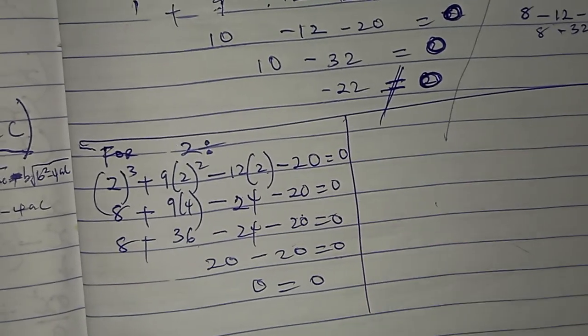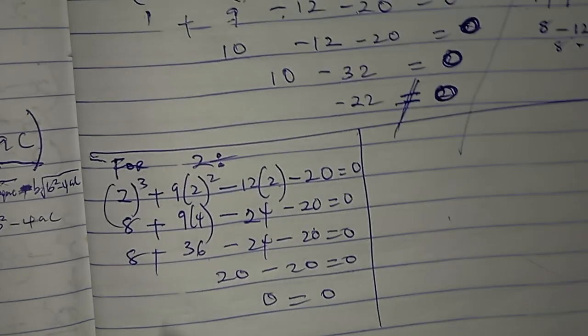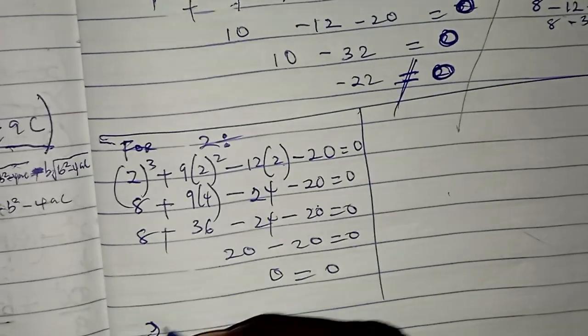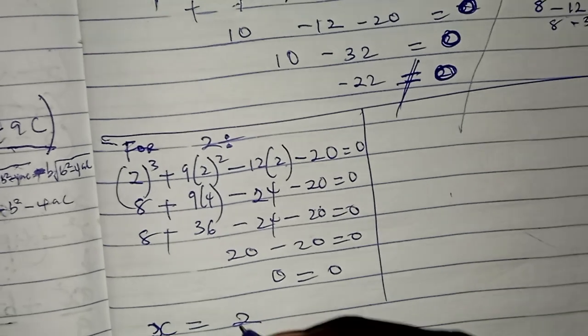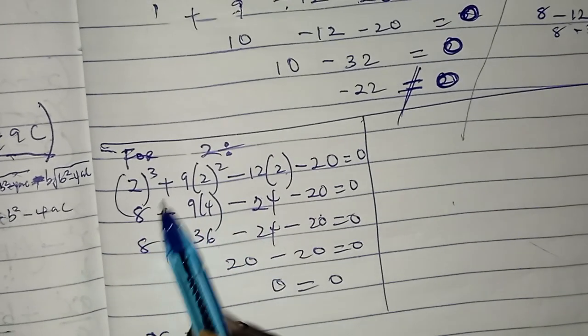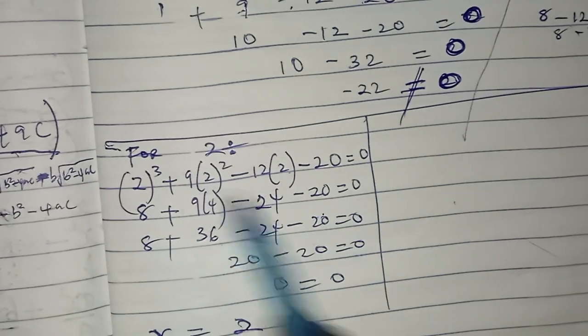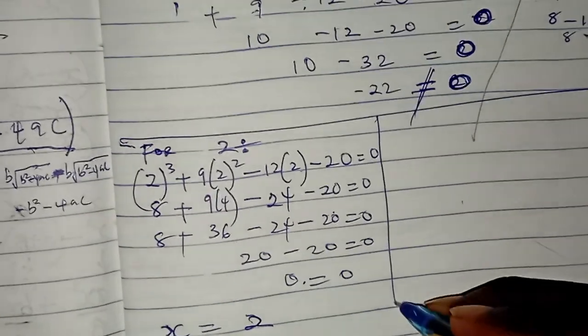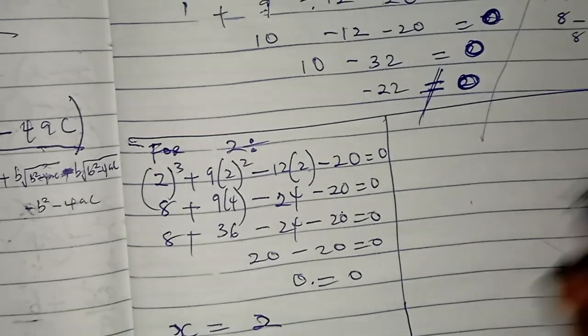So that means that x here is equal to 2, because 2 was able to replace this value and I got 0 on the left, 0 on the right. If you pay attention, it will be better for you, because this is how to solve a cubic equation.